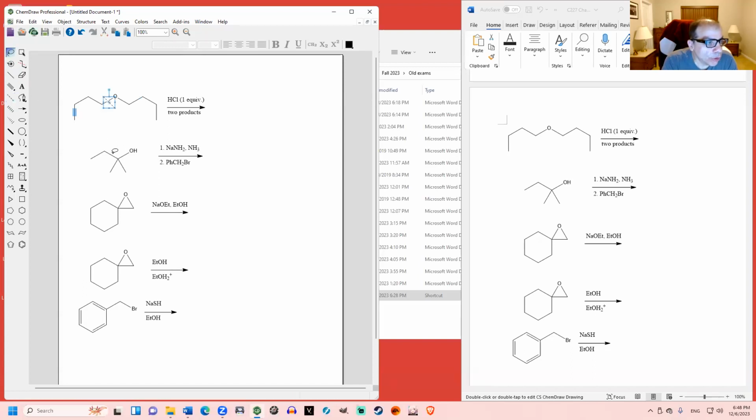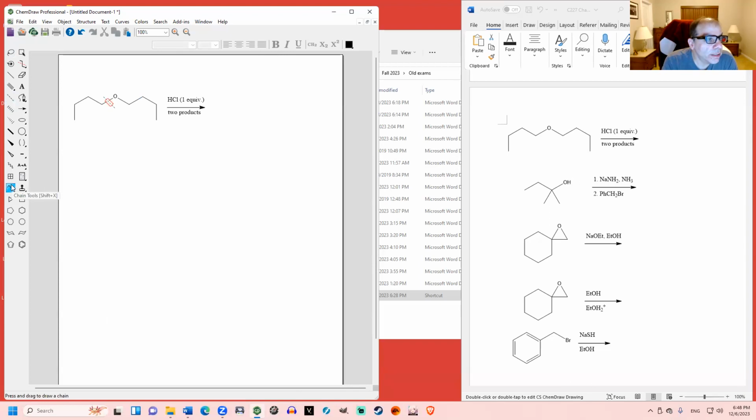Time seems to be going very slowly, so I might as well do the mechanism. First, let's figure out what the products look like. From the left side of the molecule, we get 1 chlorobutane. And from the right side of the molecule, we get 1 butanol. So those are the 2 molecules we'll get.